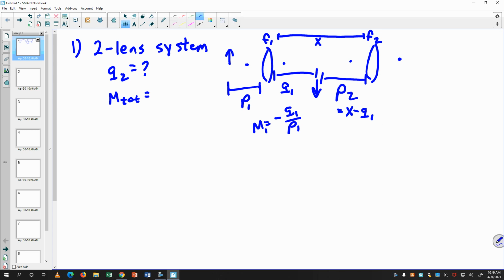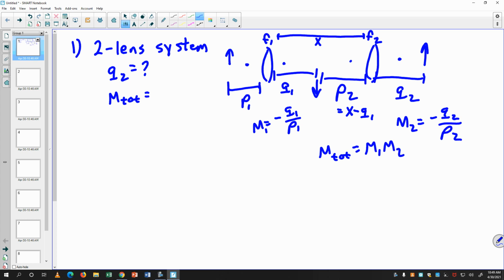And then I solve for whatever Q2 is. Q2 is going to be over here somewhere. I solve for Q2, solve for M2, which is negative Q2 over P2, and then the total magnification is equal to the product of M1 and M2. So what I'm looking for is this and this, but you have to go through all the steps to get to those. No virtual objects. That means that your P2 will be positive because it's going to be to the left of the lens.